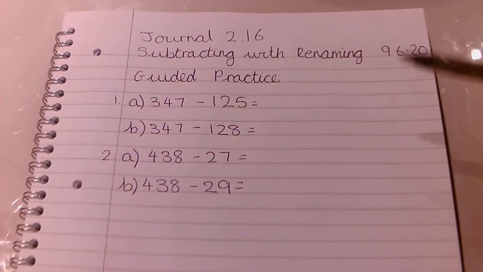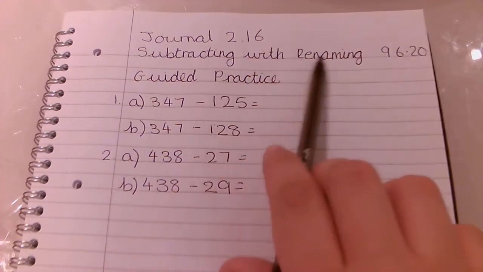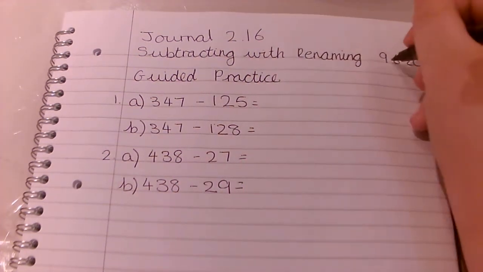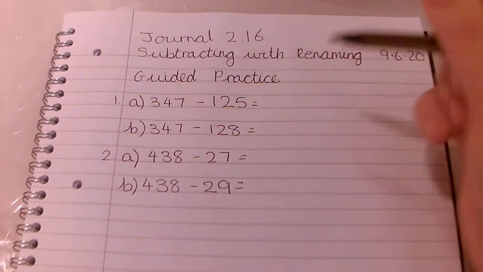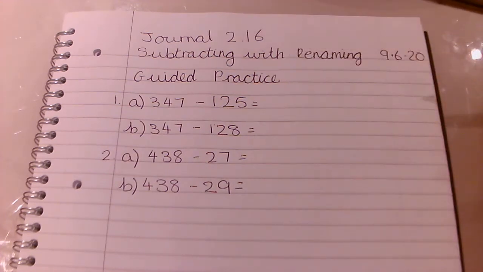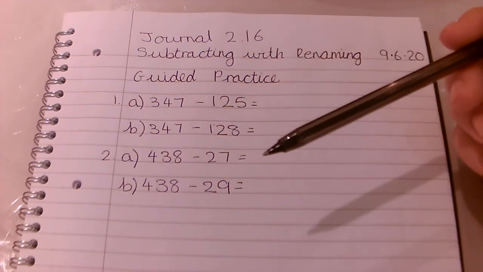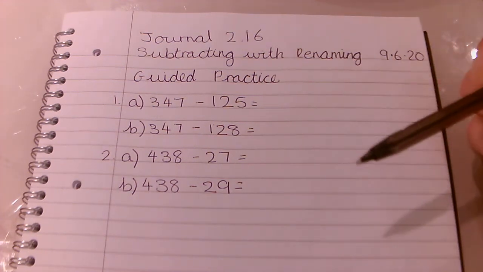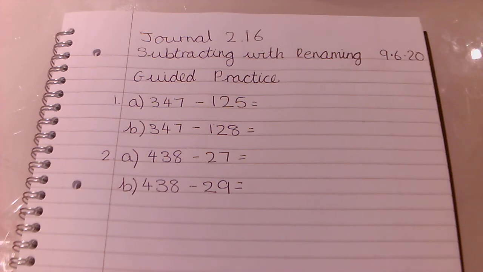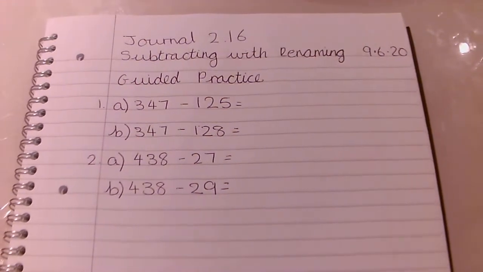Now we're still subtracting today, but today we're going to be subtracting with renaming. We've used renaming before whenever we've been adding, but it's slightly different rules whenever we're subtracting because we're not going to be regrouping into the bigger column. So we're not going to be regrouping from ones into tens or tens into hundreds. We're going to be doing the opposite. So we're going to be changing tens into ones and hundreds into tens. So let's have a look at today's questions and see how we're going to do it.